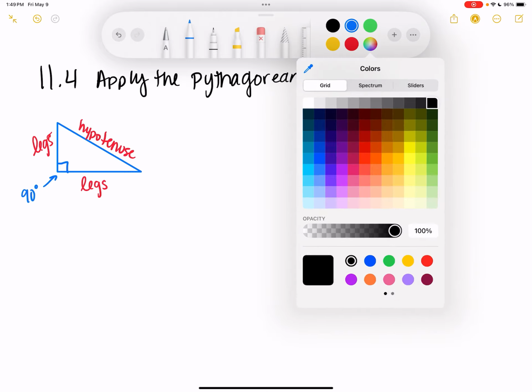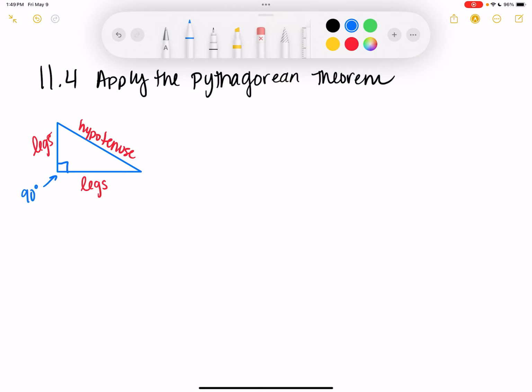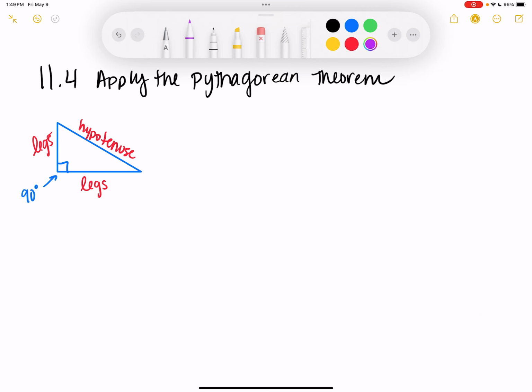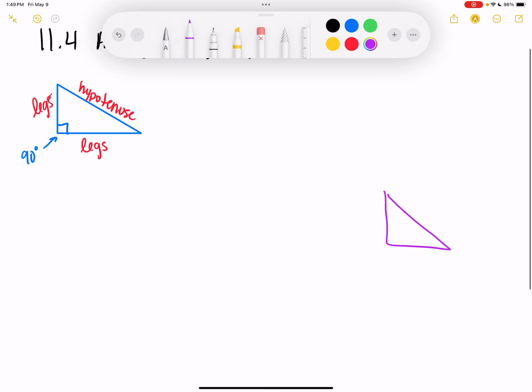So each of the sides will be given a name. I'm going to draw another triangle so that it's not all crazy. So each of the pieces has a name. The two legs are A and B. The hypotenuse is C. Now ultimately, the letters don't matter. In a typical triangle, it doesn't matter. But when we're doing a right triangle, the hypotenuse is always C.